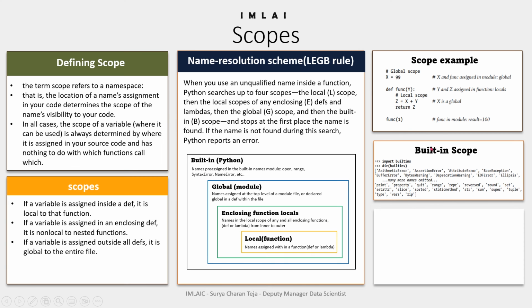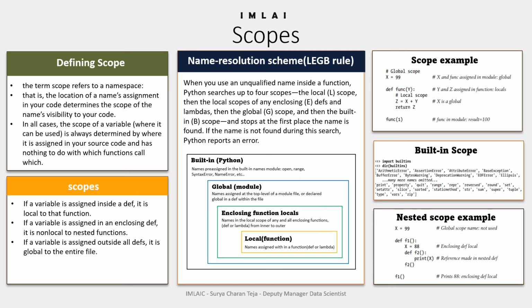We will do this using modules, in VS Code as well as Jupyter Notebook. These are built-in scope. If you just import builtins and find out the builtins, you will find what all the namespace of built-in contains. And for nested scope, there is one more example. We'll code it and we'll see.